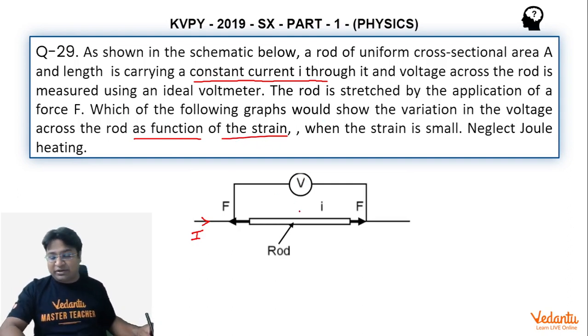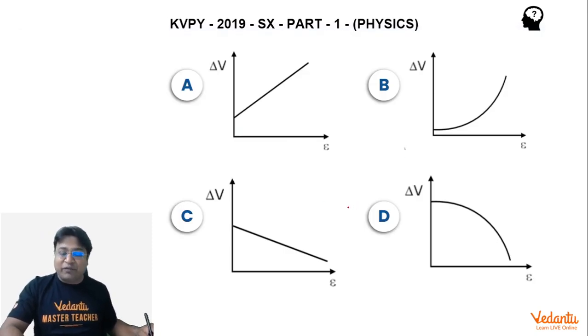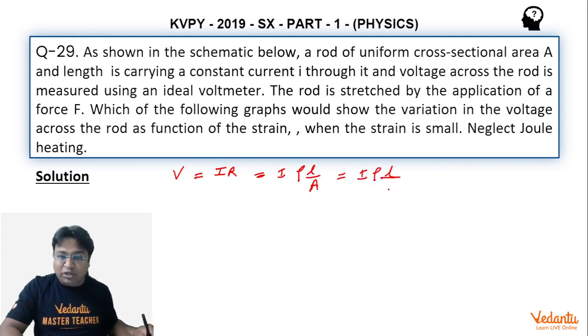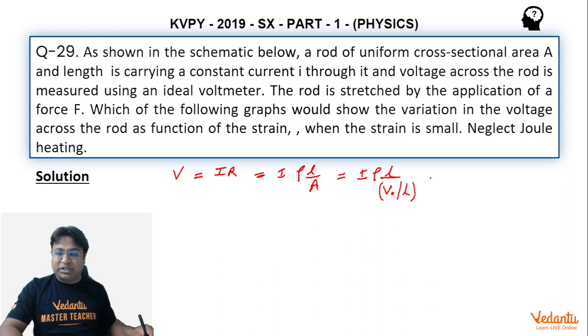So let's see how we can address this question. We have been given some graphs, and we have to figure out which graph is the correct one. First of all, the reading of the voltmeter would be given by I into R, and this R can be written as rho L by A. We can also write this as I rho L divided by the volume of the rod. Let me write the area of cross section of the rod as V naught divided by length. So it becomes I rho L square by V naught.